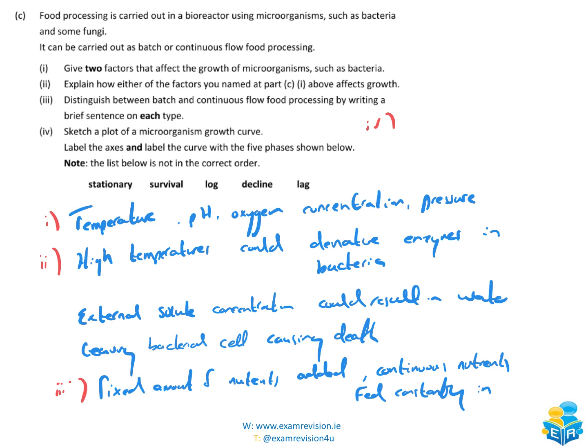Part four, I'll do this up at the top. Sketch a plot of the microorganism growth curve, label the axes and label the curve with the five phases shown below. So along the left-hand side or y-axis, that's going to be the number of bacteria. Time is going to be down here. The curve is going to look somewhat like this. And we'll split it up.